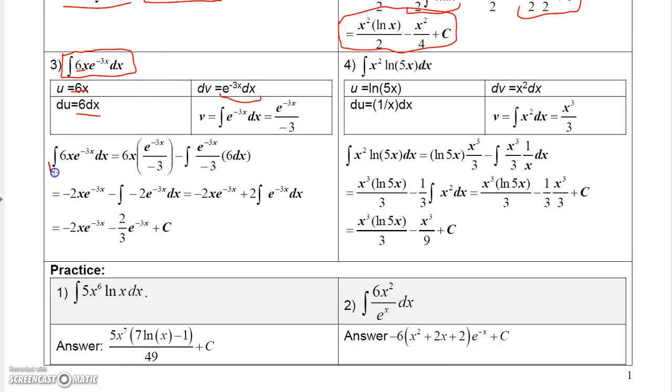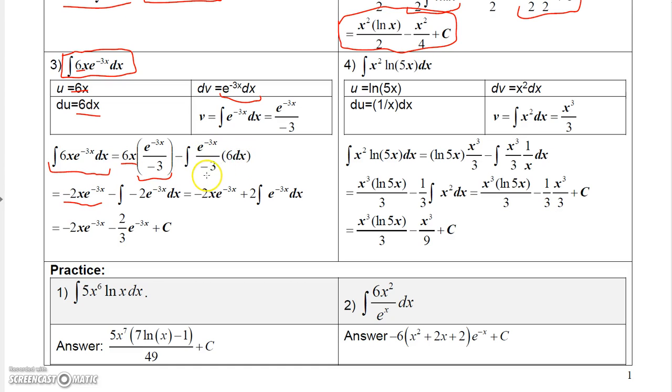this is the integral u dv. And remember it's going to be uv, so it's 6x is u, and then v is this expression. So there's your uv. And then minus the integral v du. Well, v is this, and du is 6 dx. So let's simplify that a little bit. First of all, 6x divided by negative 3 is negative 2x. So that's negative 2x e to the negative 3x.